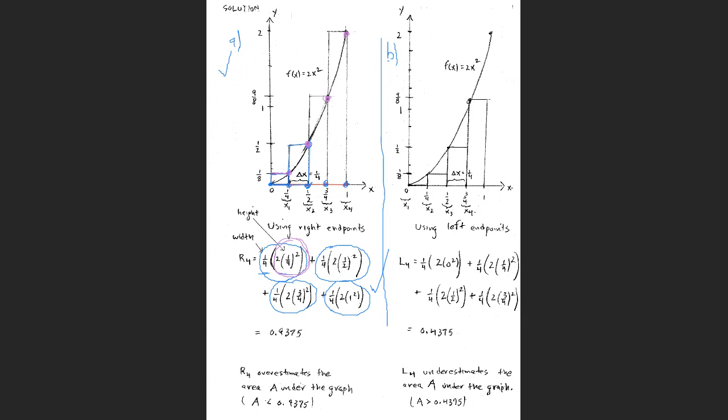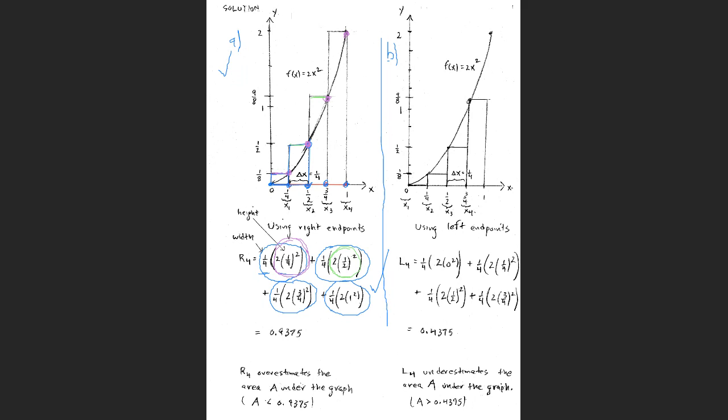2 times a half squared. Well, a half squared is a half times a half, which is a fourth. 2 times a fourth is a half. So it checks out. The third rectangle has a height of 9/8. Well, let's look at the third rectangle here. Maybe I'll put it in red.